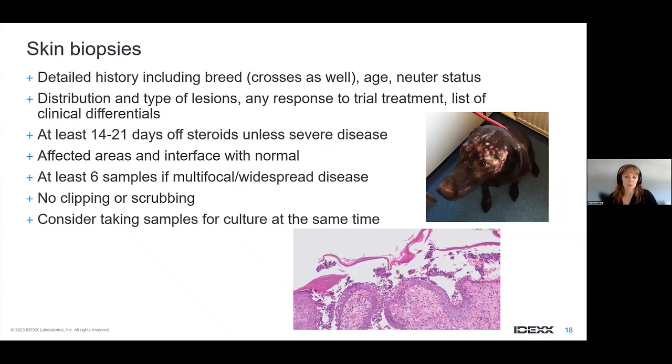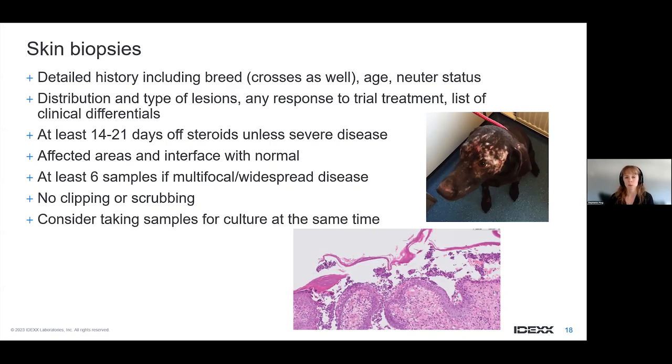Also the age, because certain skin conditions are not as common in younger patients as in older patients, for example cutaneous lymphoma. And also the neuter status, because that helps us rule out or rule in certain endocrine disorders. And as I mentioned before, if you have done any treatment, or have any previous culture or response to treatment, that's also really helpful to know. And the distribution and type of lesions, your clinical description of a skin lesion, is also really helpful.